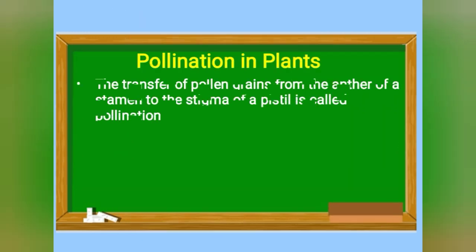Pollination in plants. The transfer of pollen grains from the anther of a stamen to the stigma of a pistil is called pollination. The pollen grains are situated in the anther and anther is situated in the stamen. Stigma is situated in the pistil. Therefore, the transfer of pollen grains to the stigma is called pollination.